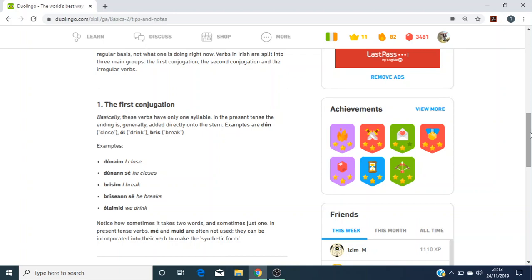Notice how sometimes it takes two words and sometimes just one. In present tense verbs, mé and muid are often not used. They can be incorporated into the verb to make the synthetic form.